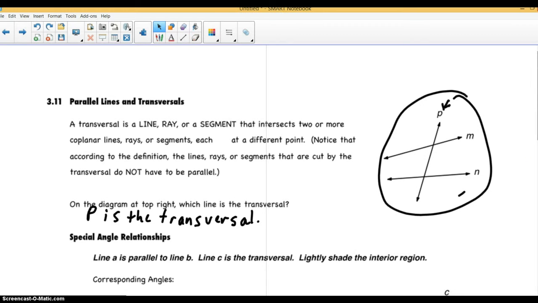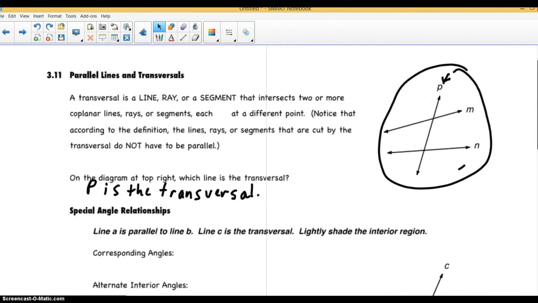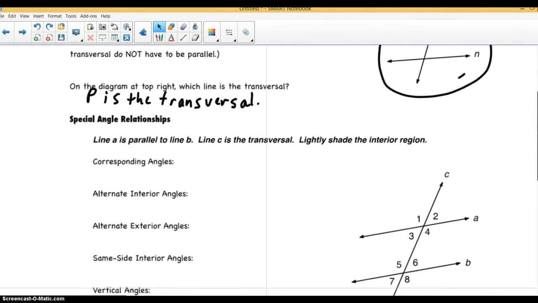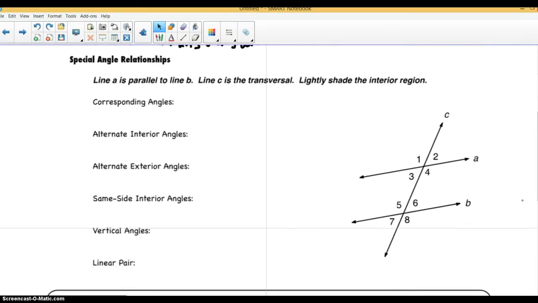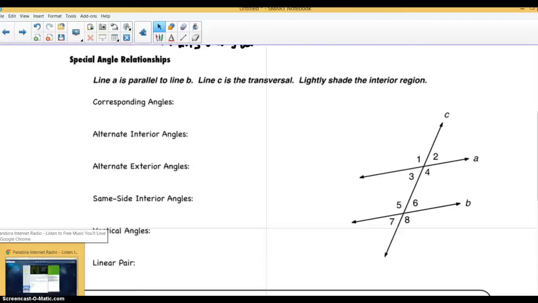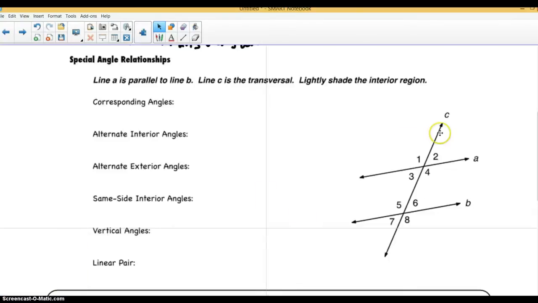Now, there are a lot of things that happen when parallel lines get crossed by another line. And today we're going to be looking at all the different relationships that happen. We have these four: corresponding angles, alternate interior angles, alternate exterior angles, same side interior angles, and then we still have vertical angles and linear pair from chapter 1. So now we're going to look at the special relationships that are caused when a transversal crosses two parallel lines. The first set that we have are corresponding angles.